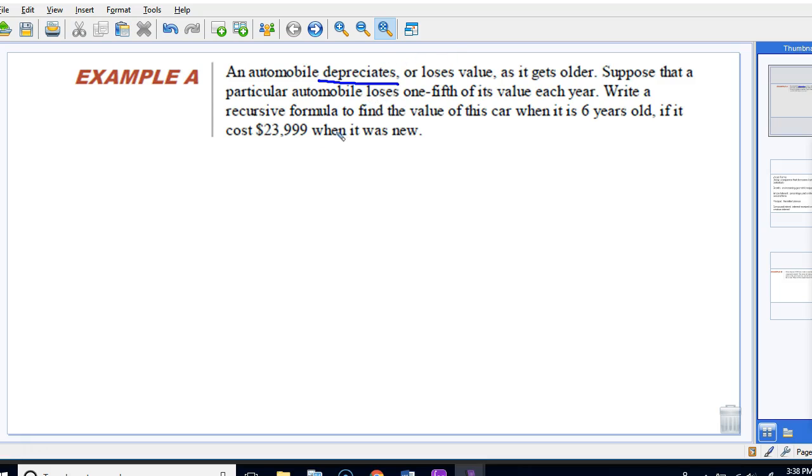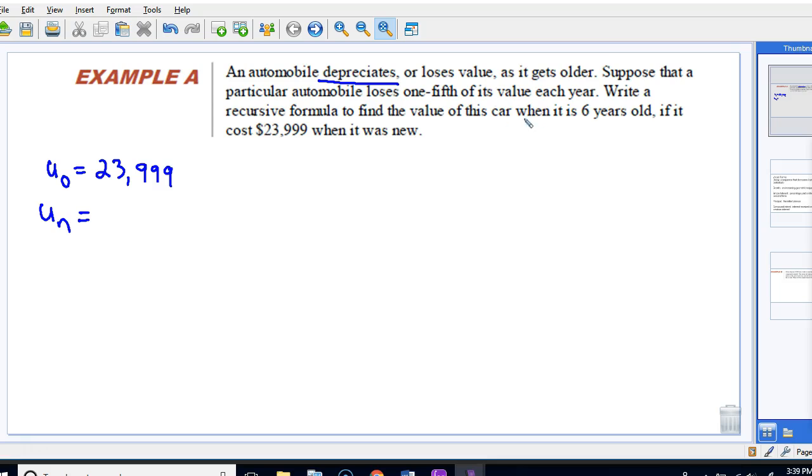So the first thing we want to know is, where does this thing start? If we're answering our question, write a recursive formula, we need to know where it starts. It says if it was new, that means it would be year 0. So we can start off with saying u sub 0 equals, and what did it start off costing? It started off costing $23,999, right? And now we'd want to say at any value, u sub n is going to equal something with u sub n minus 1.